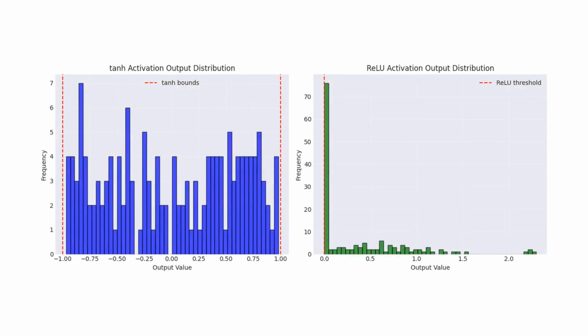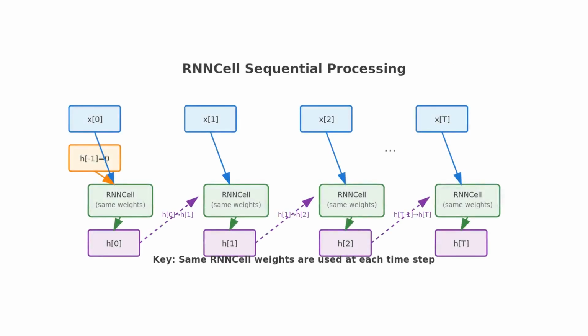Looking at these distributions, the tanh activation on the left shows outputs spread between -1 and +1 with values on both sides of 0. The ReLU activation on the right shows all positive values with a concentration at 0, representing the rectified linear behavior. Now let's understand sequential processing with RNNCell.